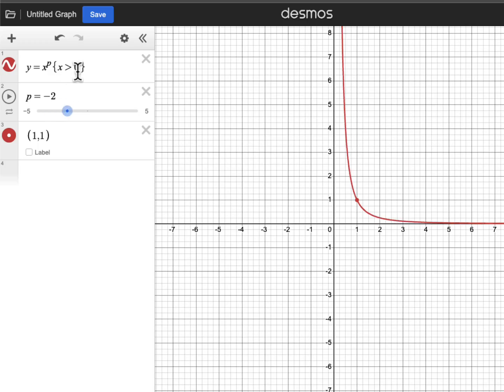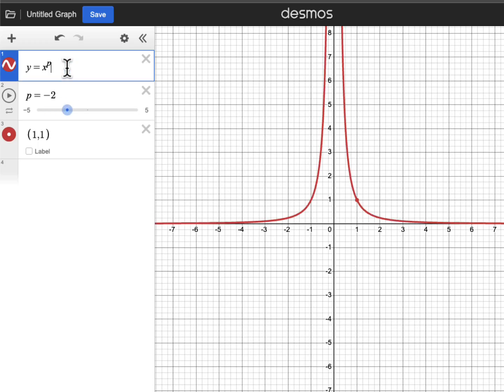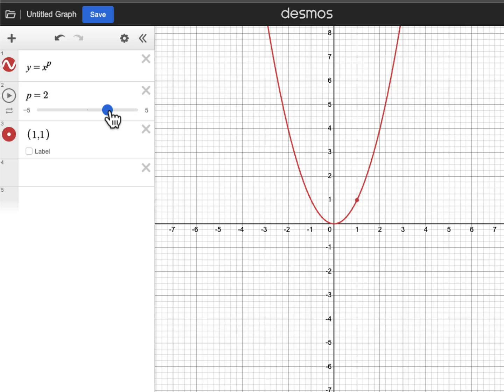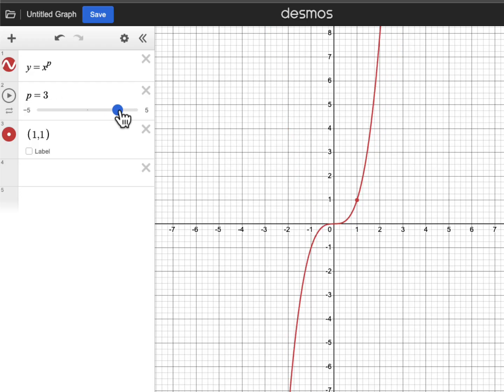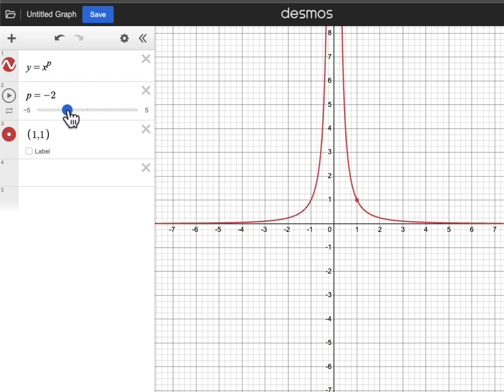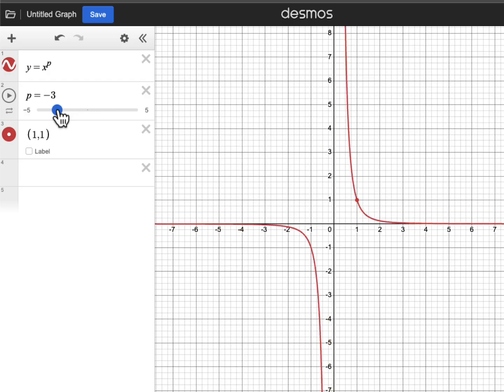Now, what if I allow for negative inputs? Let me get rid of the restriction. If p is a non-zero integer, such as 1, then negative inputs are allowed. When p is 2, we have our parabola allowing negative inputs. Remember, if you square a negative number, it goes positive. That's why the range of this function is only non-negative outputs. Here's a complete graph when p is 3, p is 4, p is 5, etc. A complete graph when p is negative 1, negative 2, negative 3, negative 4, negative 5, etc.